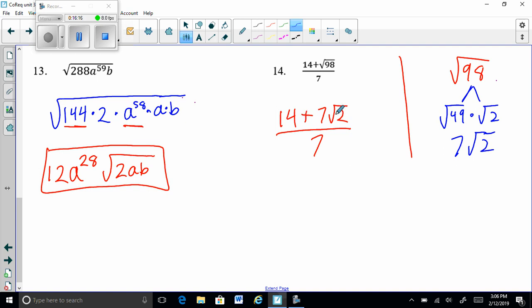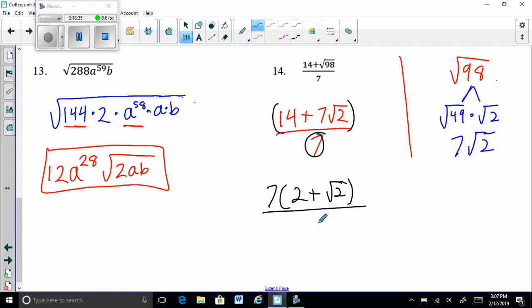But what you can do is, if you notice, it's getting divided by 7. And both parts are divisible by 7. And so what we'll do is we'll factor out a 7 on top. So we pull out a 7, and we're going to be left with 2 plus basically 1 square root of 2 right there, and then all over 7. Okay. And so now you can cancel out those 7s right there.